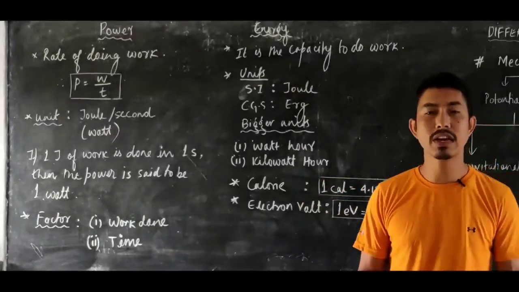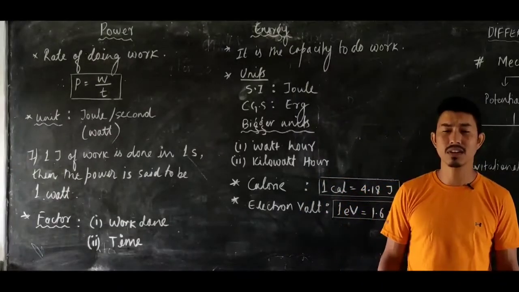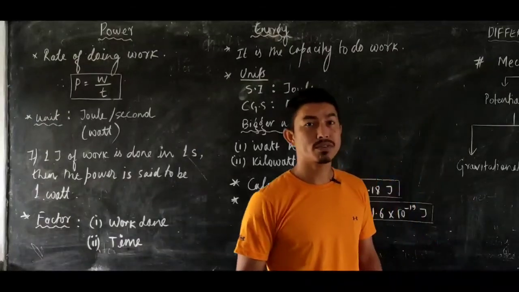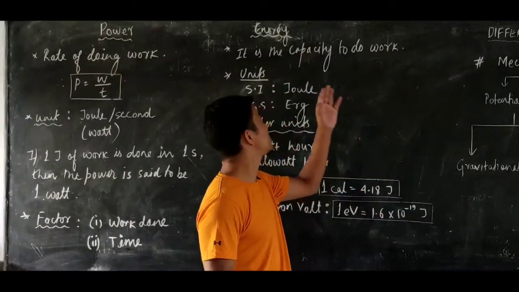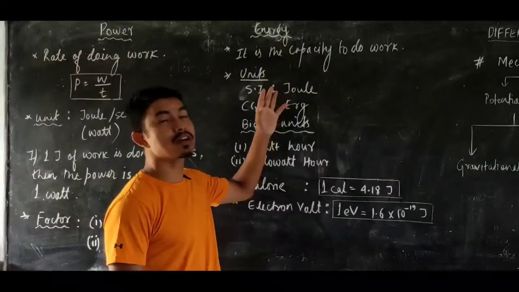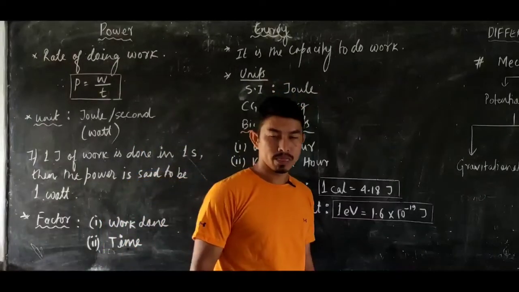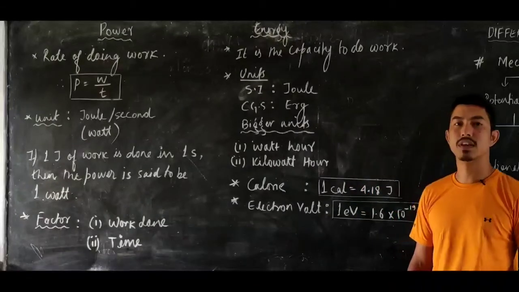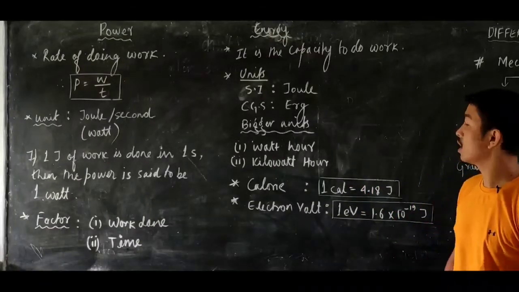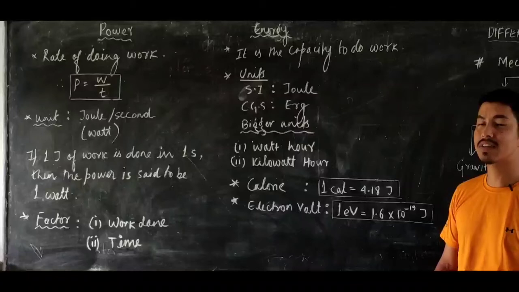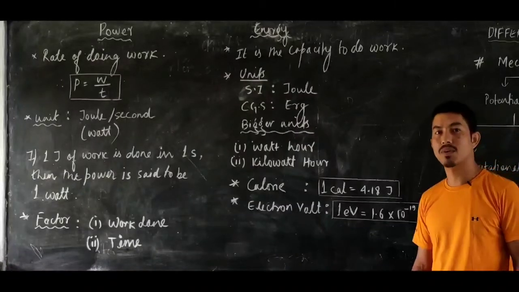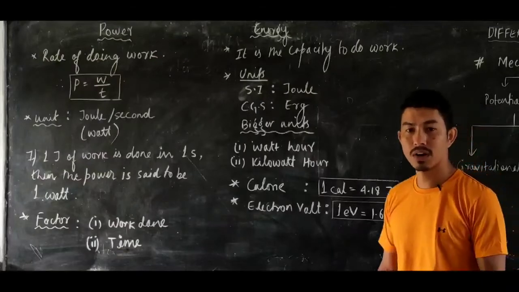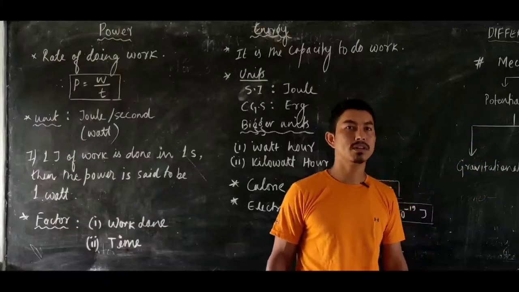Another important topic here is energy. Energy is basically just the work done. Energy is the capability, or the capacity, of doing work. So we can say that the one who has more energy can do more work, and the one who has less energy can do less work. Hence energy and work are almost the same thing.